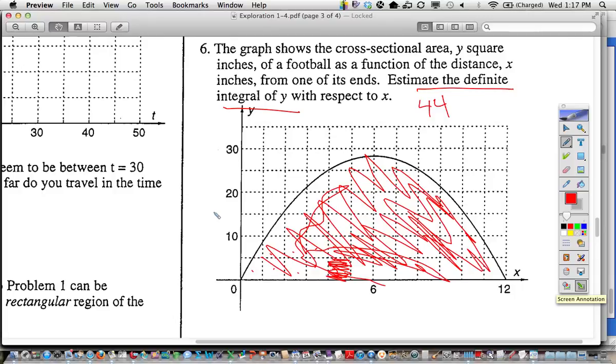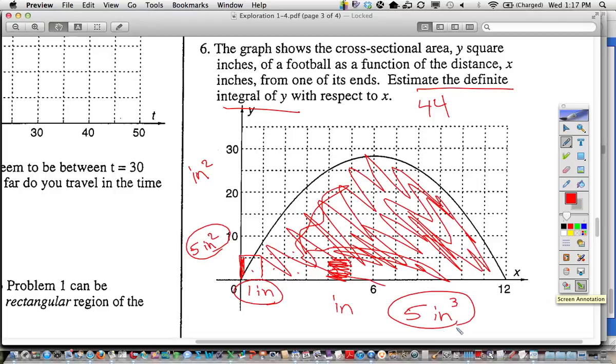What else do we need to know? How big each square is. Now, one thing I forgot to put on here is my units. What are my units down here on x? Inches. What are my units over here? Inches squared, because remember, it was the area of a cross section, the area of a slice. So I have inches here and inches squared here, and how tall is one of these squares? 5. So I have 5 inches squared on this side, and 1 inch on this side. So the area is 5 inches cubed.